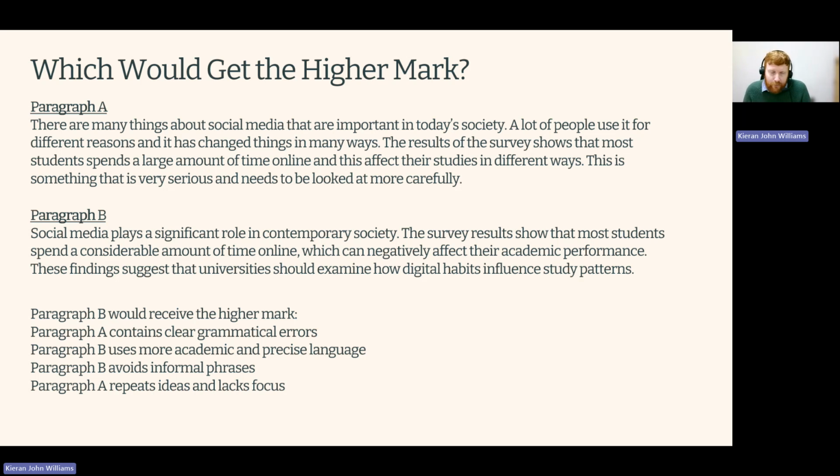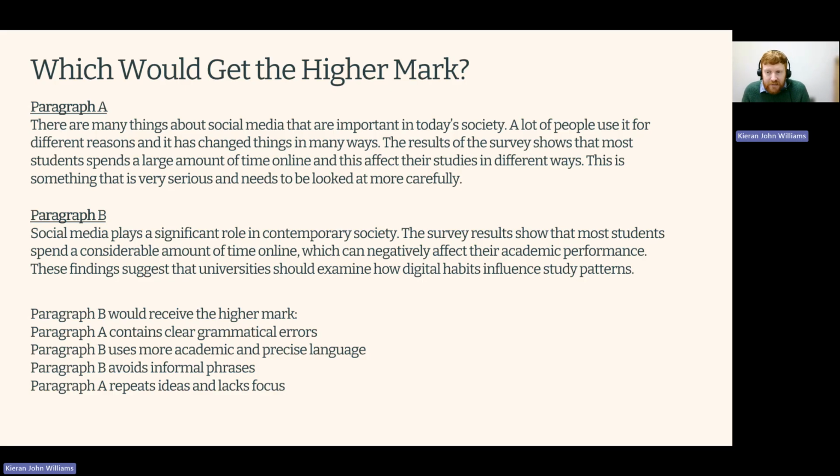In comparison, paragraph B is grammatically accurate, doesn't have those issues with subject-verb agreement. Paragraph B is also more precise and has a more academic tone. It uses phrases like significant role, negatively affect academic performance, things like that.